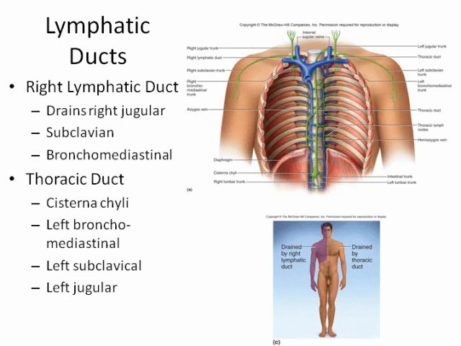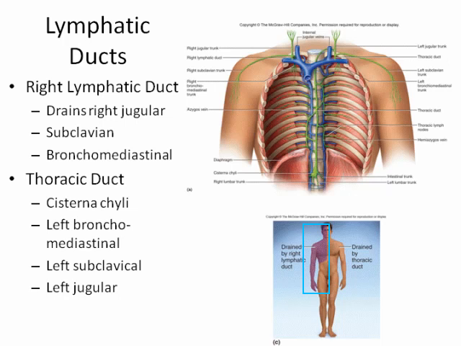Let's talk a little bit about those lymphatic ducts. We know that we have two major regions of lymphatic ducts. We have the right lymphatic duct, which is going to drain an area that is relatively small, basically that half of the body. And you can kind of see that whole area there drained in purple. So it's going to drain the right jugular, it's going to drain the subclavian and the bronchomediastinal regions.